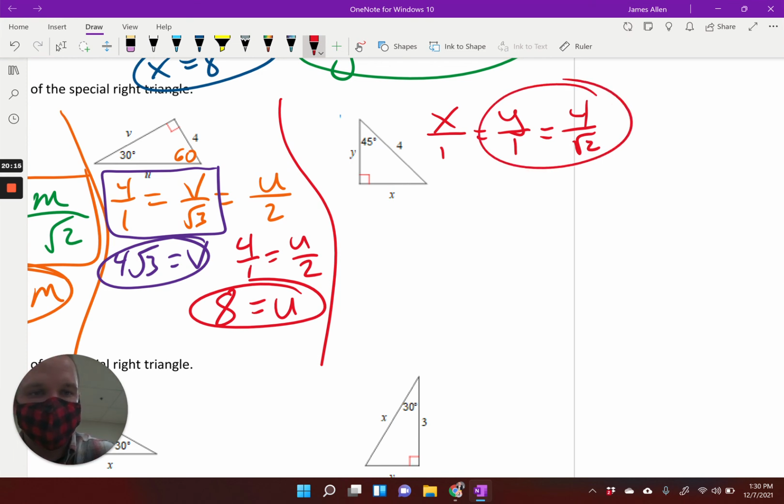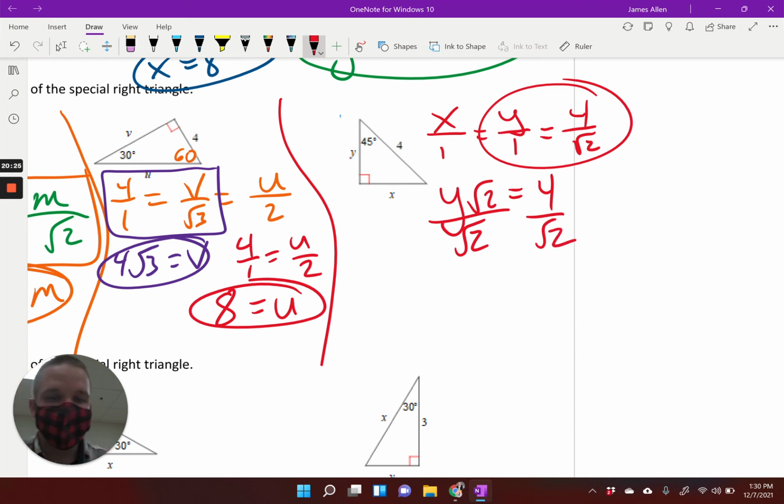I'll work with these two. So I get Y times root 2 equals 4 times 1, which is 4. All right? And then I'm going to divide by root 2. And I get Y equals 4 over root 2.